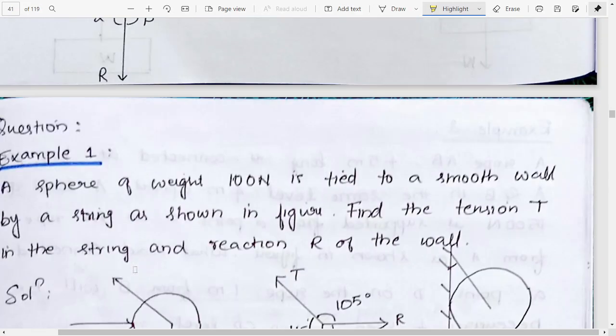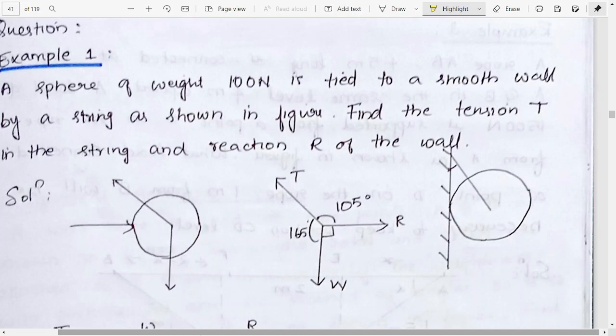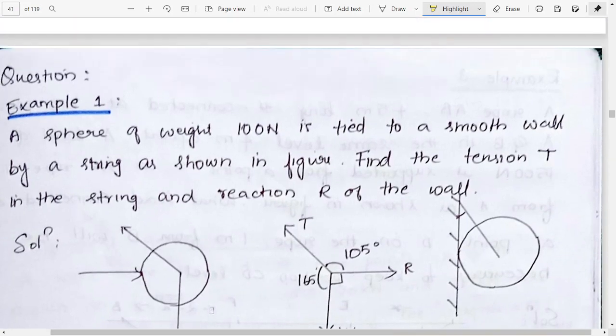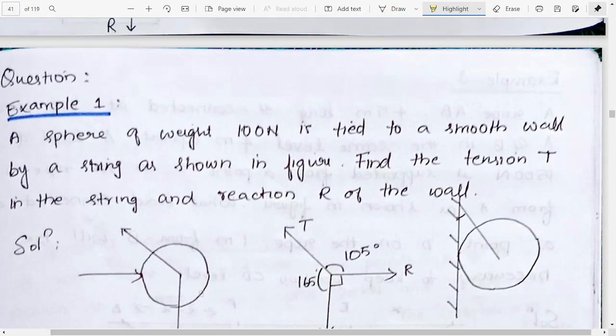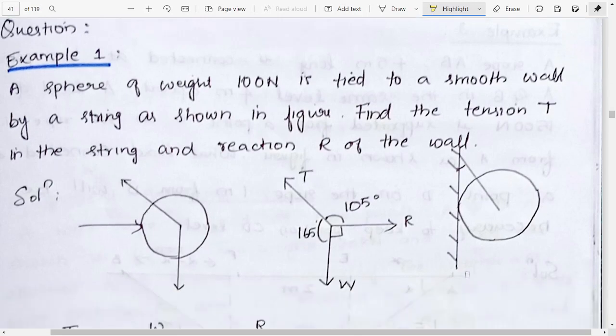So this is the first question regarding Lami's theorem. A sphere of weight 100 Newton is tied to a smooth wall by a string as shown in the figure. We need to find the tension T in the string and the reaction R of the wall. So here, please don't look at this now. Just concentrate on this part.